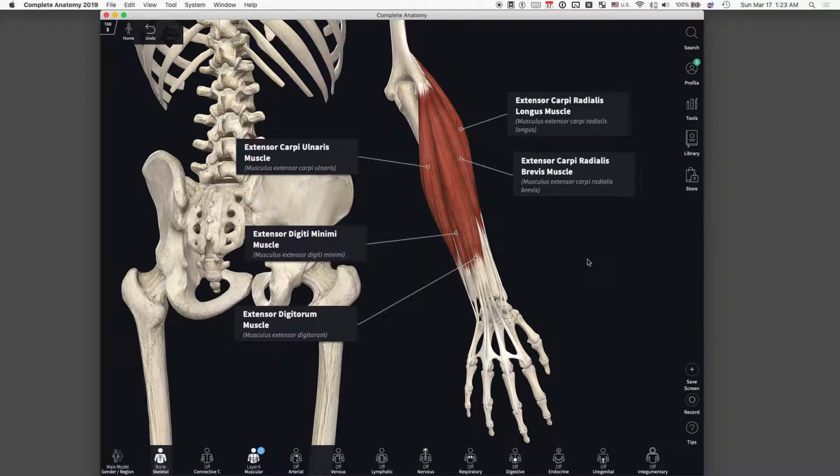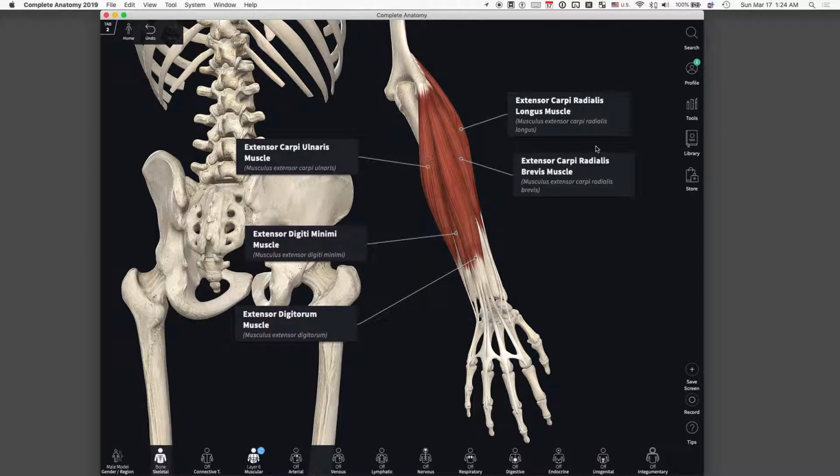And now we'll begin talking about the muscles of the posterior forearm. So beginning with the superficial compartment, we have these 5 muscles. You'll notice that many of these posterior arm muscles begin with the term extensor due to their involvement in extension of different joints.